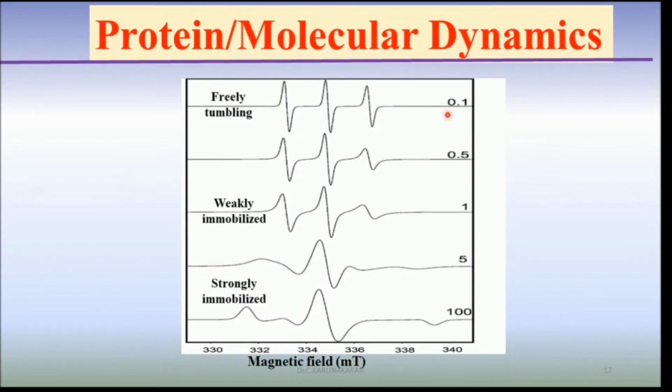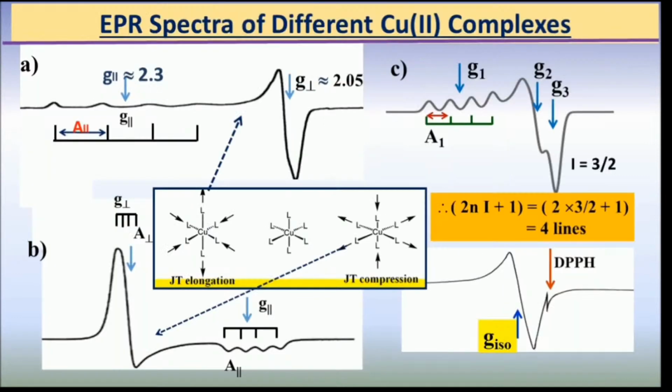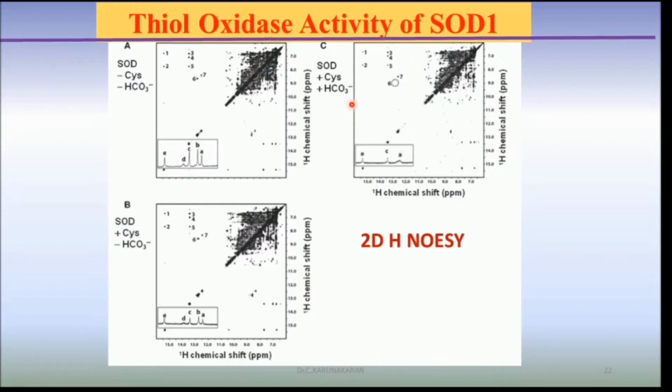Using the ESR spectra of the nitroxide radicals, from the line width and the line shape, we are able to study the dynamics of proteins or small molecules. Here are the EPR spectra of different copper complexes, for example, the oxidase activity.